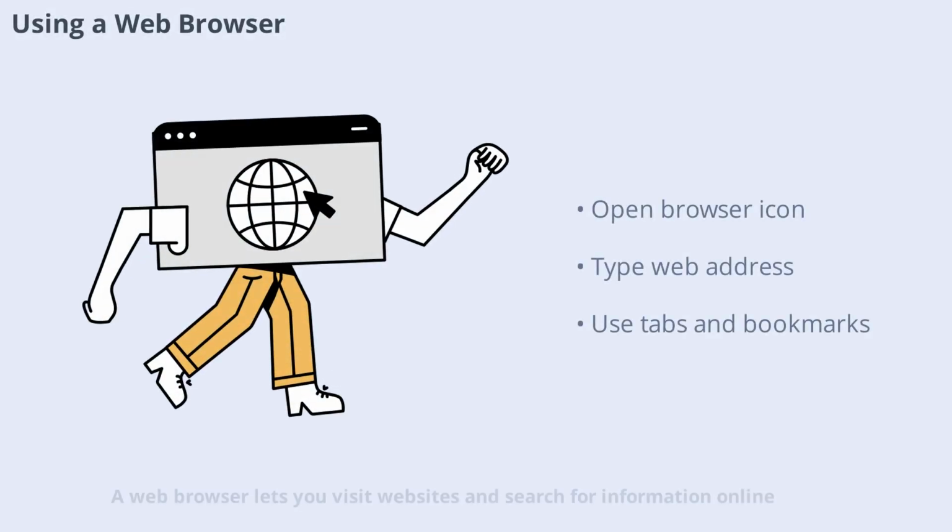A web browser lets you visit websites and search for information online. Popular browsers include Chrome, Firefox, and Edge. To open a browser, click its icon and enter a web address or search term. Browsers have tabs, bookmarks, and settings to help you manage your online experience efficiently.